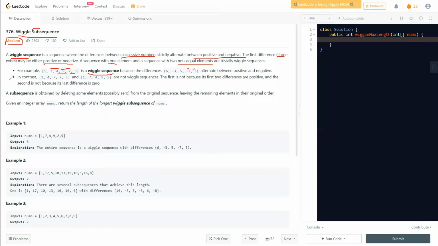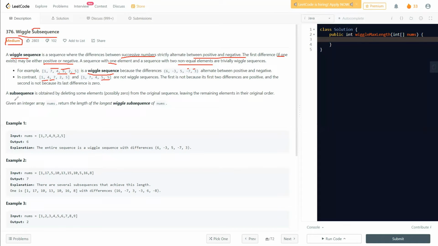But in the next example, it says that, in contrast, these arrays are not Wiggle sequences. The first is not, because the first two differences are positive, 1 4 and 4 7. Both differences are positive, 4 minus 1 is 3 and 7 minus 4 is 3, so it's not possible. And the second is not because the last difference is 0. The last difference is 5 minus 5, which is 0, right? So that's why, in both cases, it's not a Wiggle sequence.